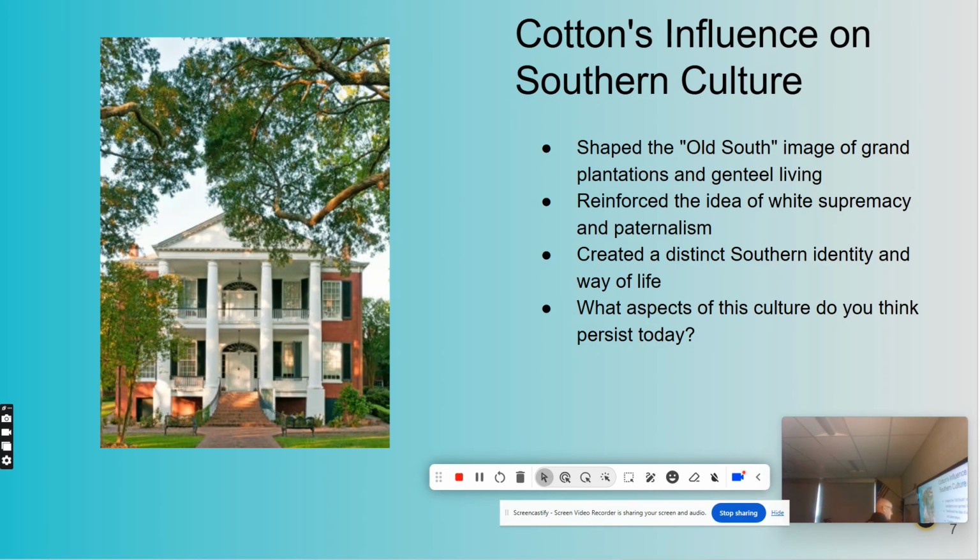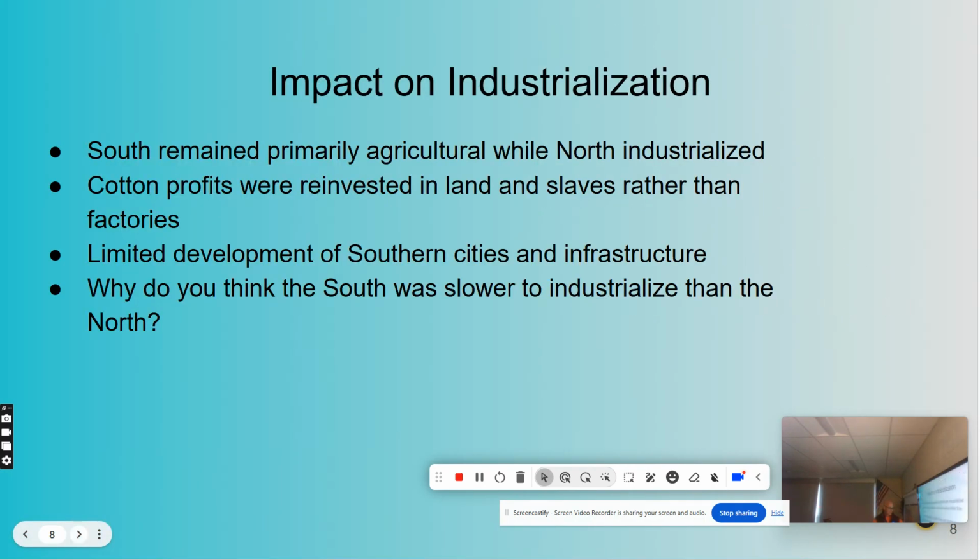Let's talk about the impact on industry and industrialization. The South remained primarily agricultural while the North industrialized. And this is clearly evident in the fact that Southern planters, who were making money hand over fist on the backs of slaves, were not reinvesting their profits into making factories and machinery. Profits of slave owners and large planters would almost always go into buying one of two things: buying more land and or buying more slaves. So profits are going to be reinvested in land and slaves rather than in factories.